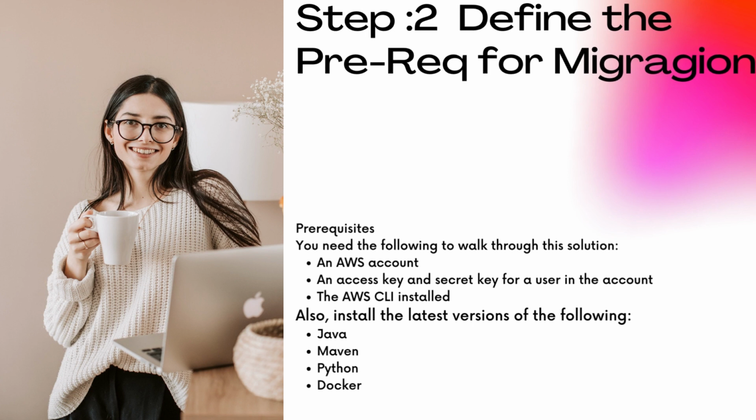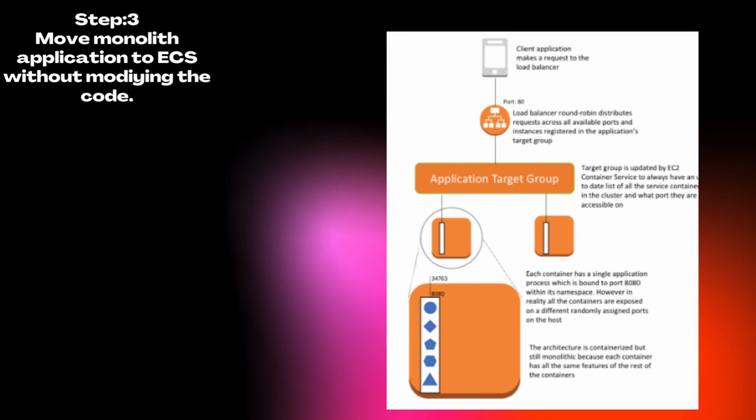So define the prerequisites. What do you need to define as a prerequisite? You need to have an AWS account and access key, CLI installed, Java, Maven, Python, and Docker. These are the things that you need to have in place before you migrate the application. Then you move the monolithic application to ECS first without modifying the code.